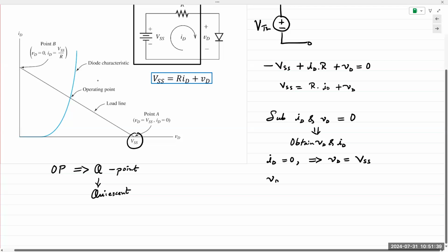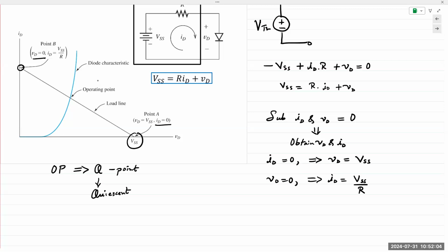If VD is equal to 0, then ID is VSS divided by R, which is this point right here. So here ID is equal to 0, and here VD is equal to 0. We obtain 2 points. We join those 2 points, we obtain a line. The intersection point is the operating point of the circuit, not of the diode, which is also known as the Q point or the quiescent point.